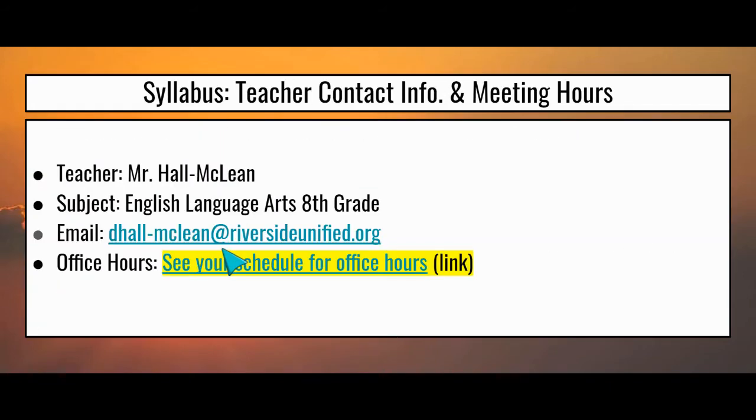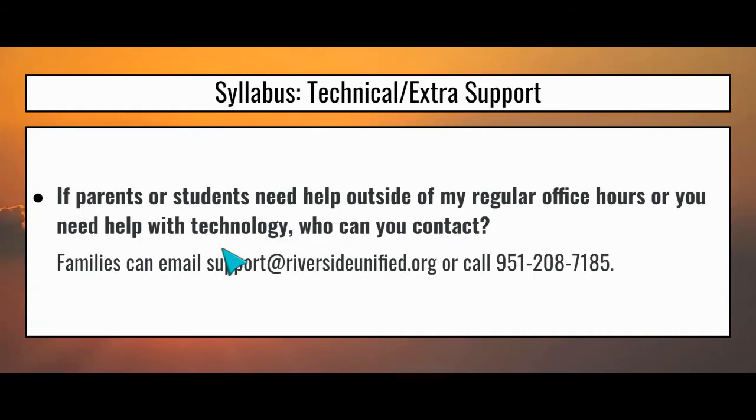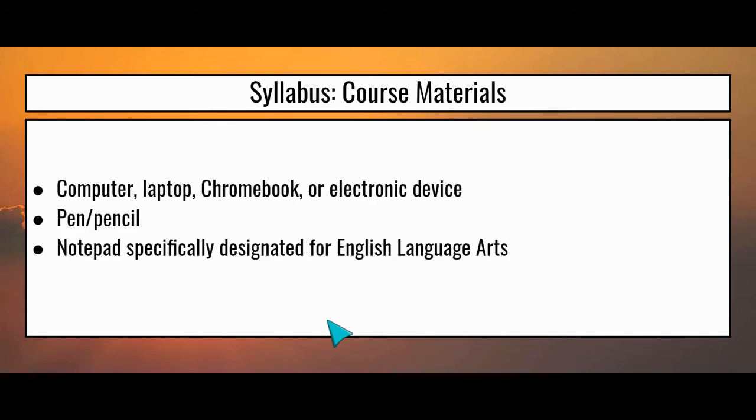Okay, so technical or extra support. If you ever need help and it's outside of my office hours or it's something that I cannot help you with, such as something related to technology, your Chromebooks or your devices or anything like that, you can email support@riversideunified.org, or you could call this number right here, 951-208-7185. If this information changes, I'll go on to the syllabus and change it. So there's that information for you.